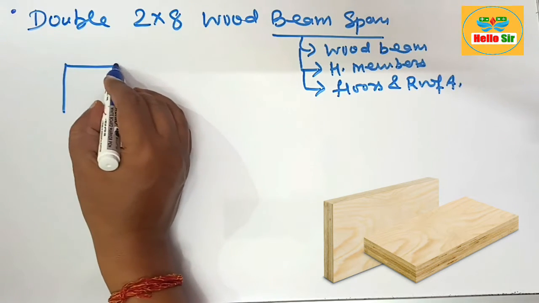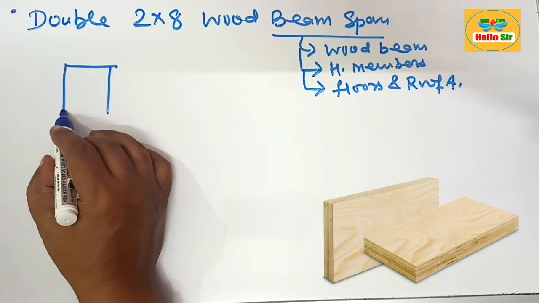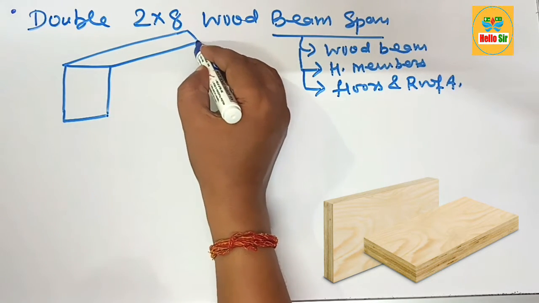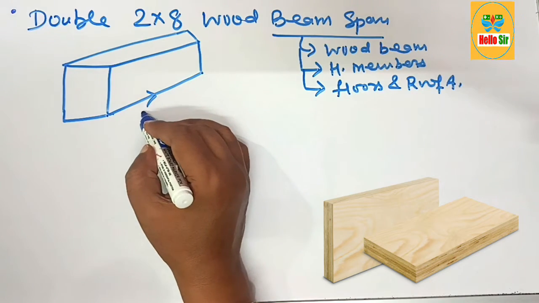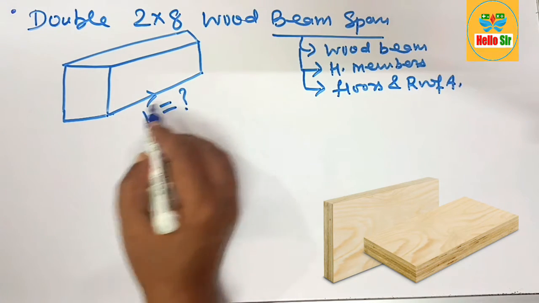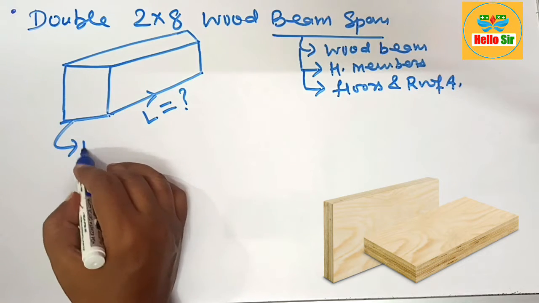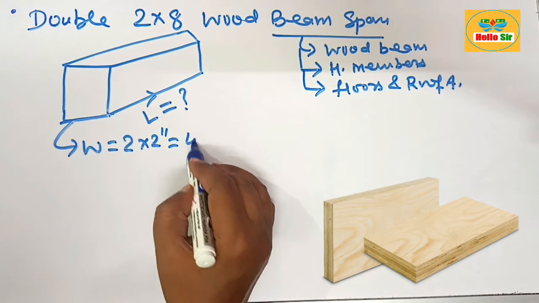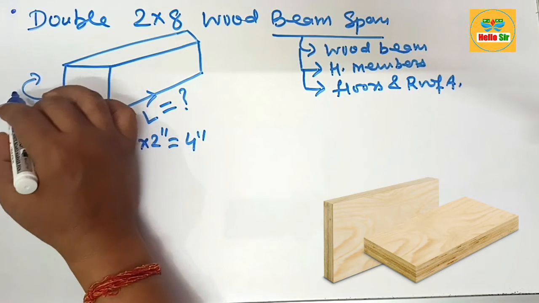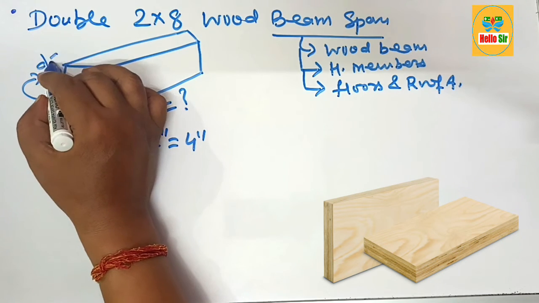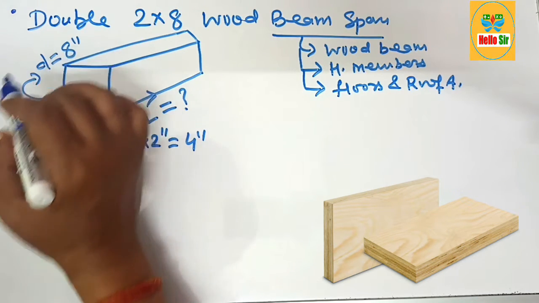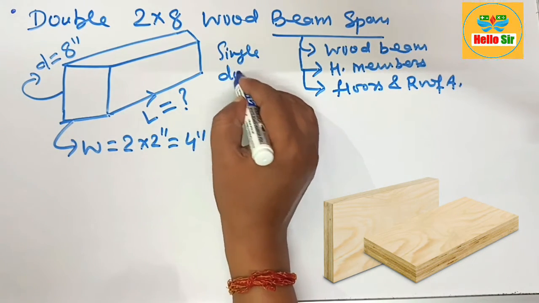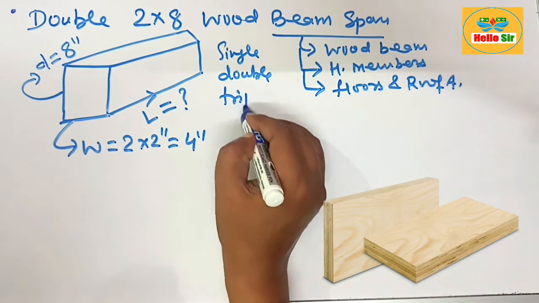Here we make a rough diagram to understand the wood beam. This is the rough diagram. Suppose this is the length of the span, which you have to figure out, and this is the width section of the beam, which is double 2 inches. This equals 4 inches, and this is the depth section of the beam, which is 8 inches. And wood beams come in single ply, double ply or triple ply.